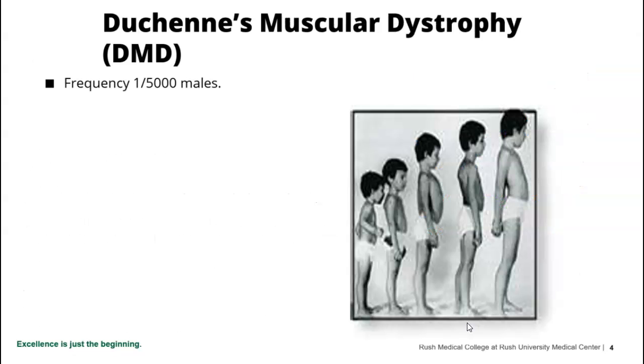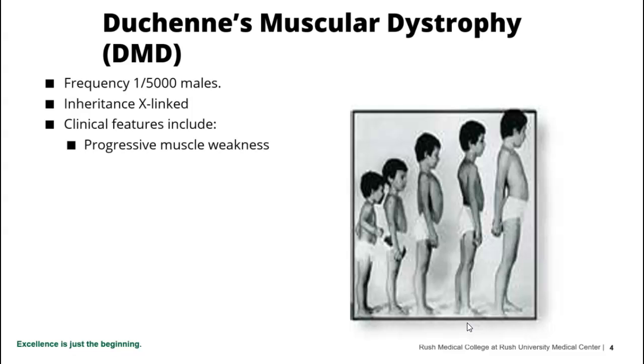So clinical characteristics, again, it occurs in about 1 in 5,000. Typically, it's seen in males. It's inherited from a gene on the X chromosome, which we're going to talk about in a second. Features include progressive muscle weakness, calf hypertrophy, and the reason the muscle weakness is progressive is because we're progressively losing muscle because of the proteases.